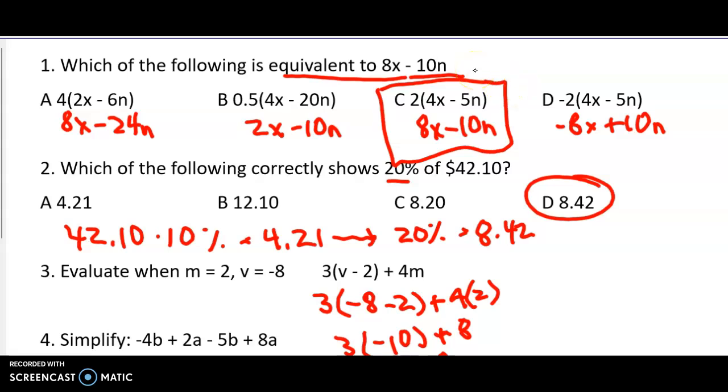Number 2, which of the following correctly shows 20% of $42.10. 10% is $4.21. If you add another 10% or multiply times 2, it should give you $8.42. So answer choice D is correct.